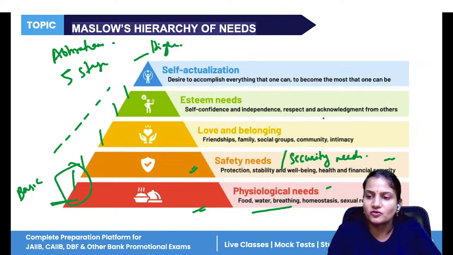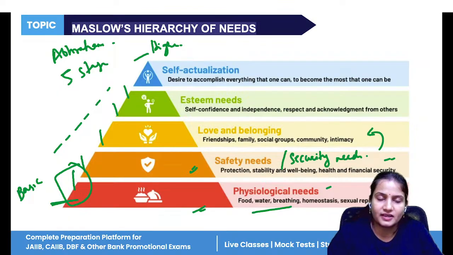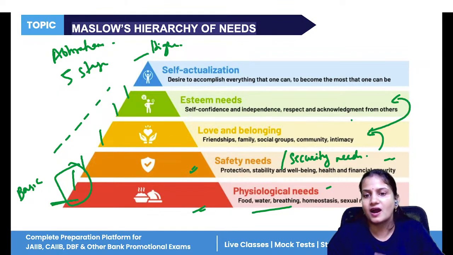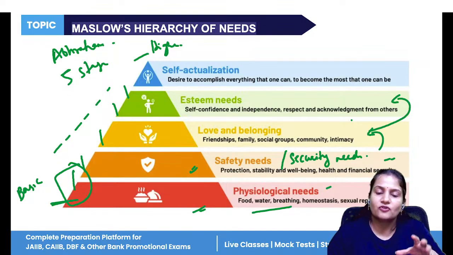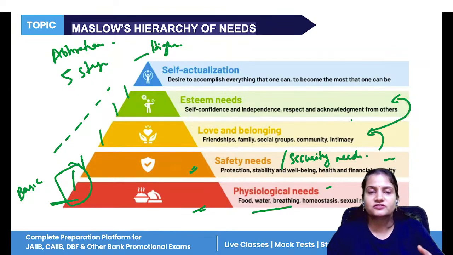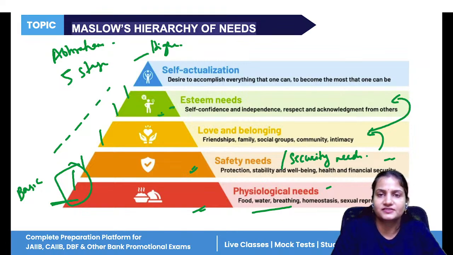the individual will move towards the third level of need, that is love and belonging. They want their own group, their own community, their friends. After fulfilling this, the person will move towards the fourth level of need. Now I have a good home, I have family, I have my social group. Now I want to be in a position where every person should admire me, acknowledge me, and respect me. That is fulfilling their esteem needs.